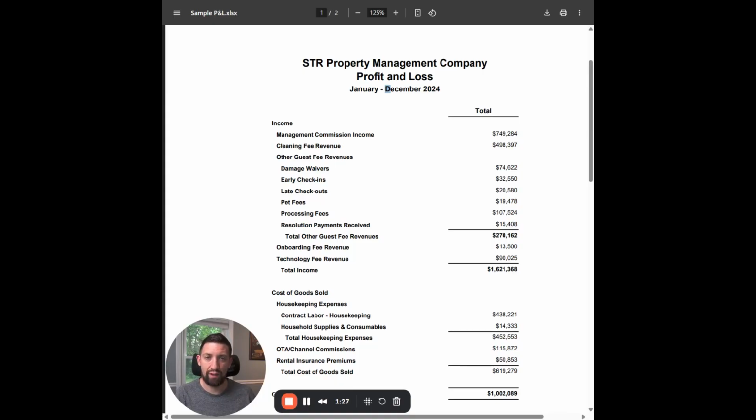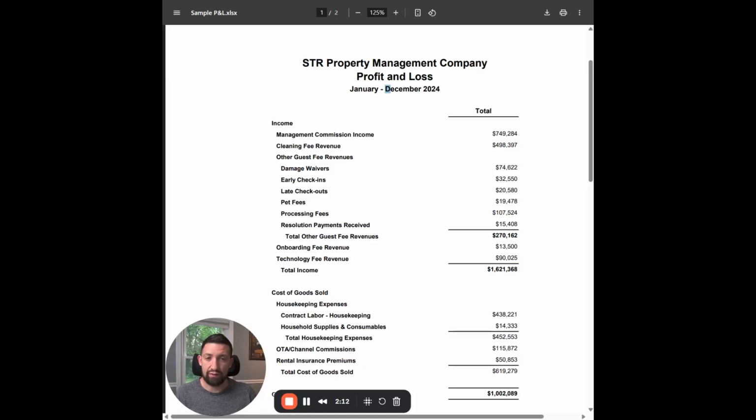Other guest fee revenue, these are things like damage waivers, early check-ins, late checkout fees, pet fees, processing fees like from Stripe, and resolution payments. These are all items that are typically retained by the management company, but in some instances may be shared with homeowners depending on how your agreements are structured. Lastly, we have onboarding fees. These are charged to homeowners for setting up a property. Don't do this for free. And then technology fees. These are monthly charges to cover the cost of your software stack. This level of detail helps you understand your revenue drivers and compare them directly to related costs, which we'll go through in the next section.